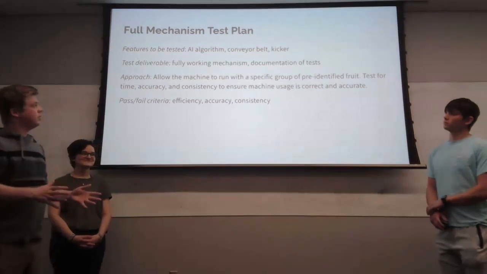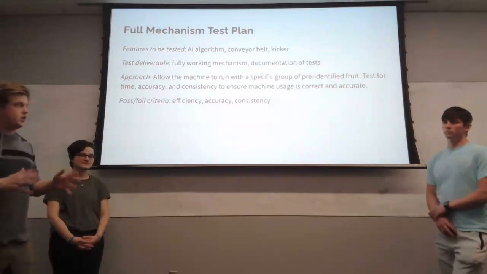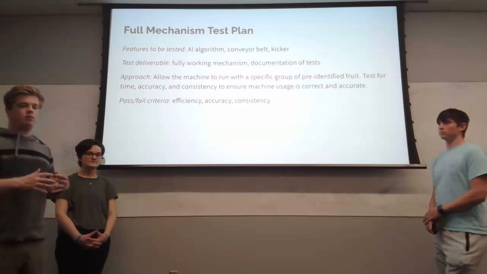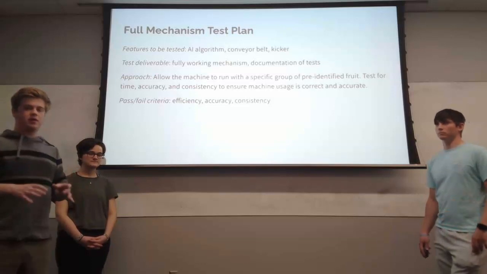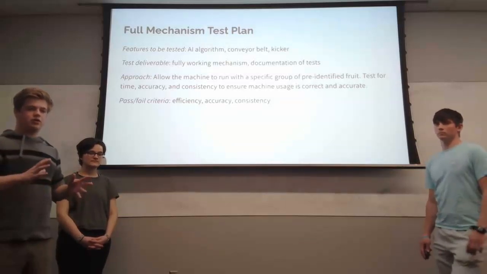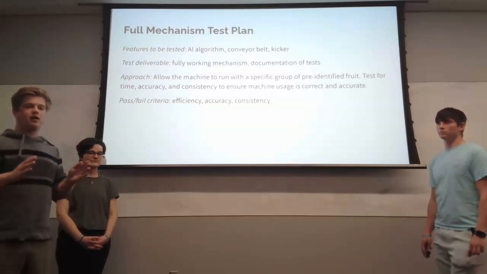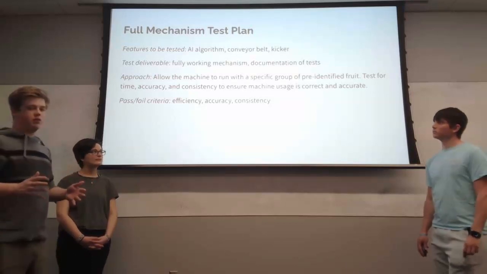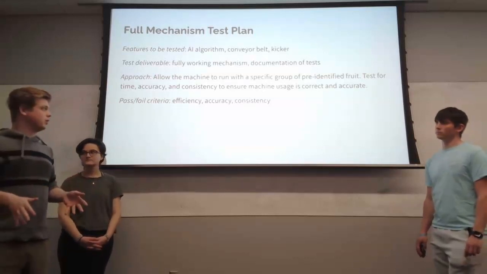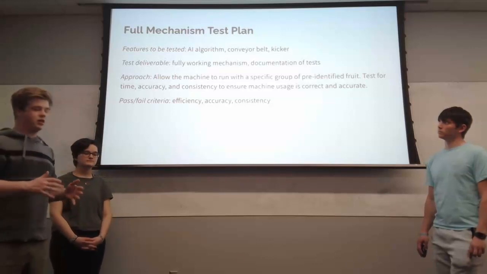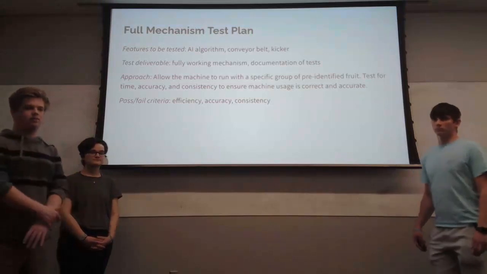So the first one, of course, is the mechanism testing. This would look at efficiency, accuracy, and consistency. Each of these is a priority because you don't want to be dumping bad fruit into the wrong bin. The way we wanted to do this was to give a very specified group of fruit to the machine and ensure that the quality of the fruit being pitched was correct and that each of the problematic fruits was identified and pitched correctly. This would show the machine working efficiently, and the accuracy of the test would be able to be measured properly. We also want to do this multiple times to ensure the consistency of the machine and that we're not just getting one test result out of this machine.